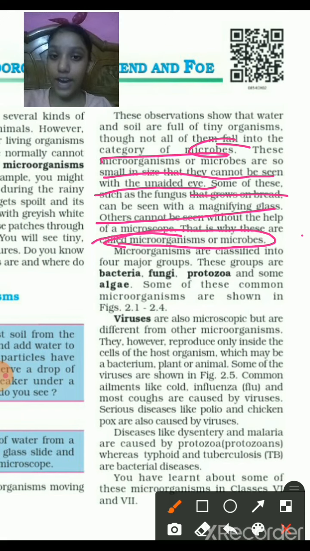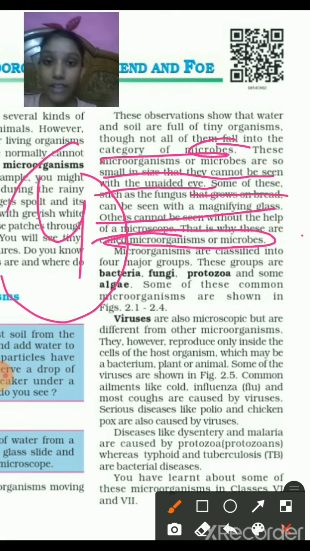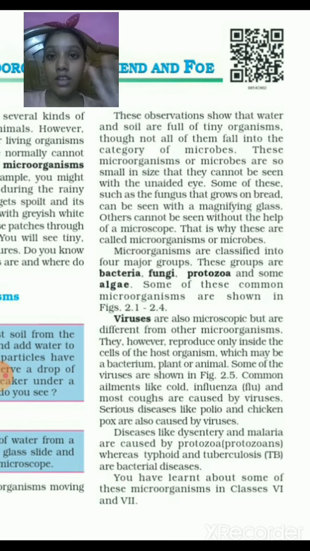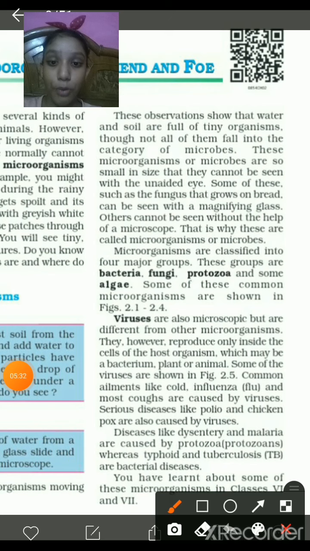Microorganisms are classified into four major categories: bacteria, fungi, protozoa and algae. Some of these common microorganisms are shown in figures 2.1 to 2.4.